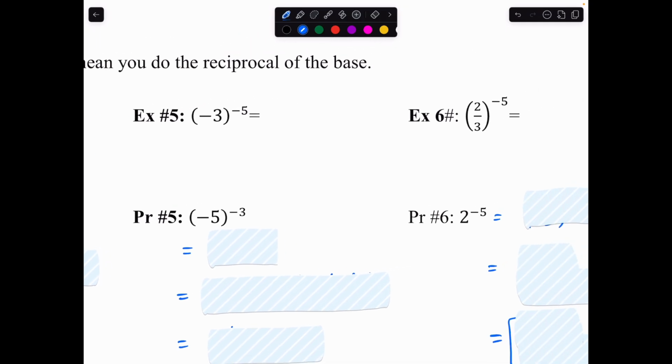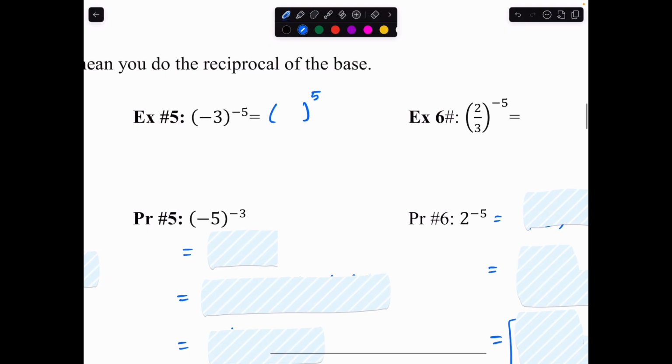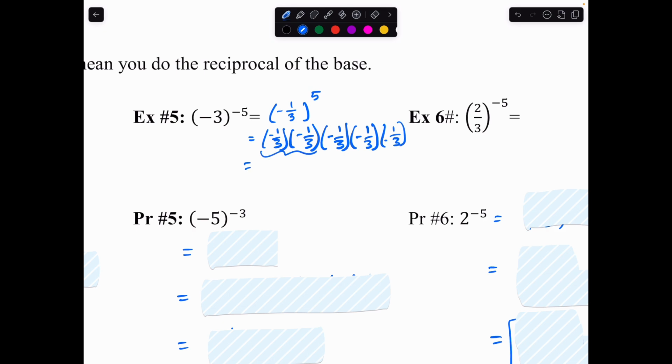Example 5. Again, we have a negative exponent, so I'm going to change that exponent to be positive, and I'm going to flip the base. So the reciprocal of negative 3 is negative 1/3. So I'm going to have negative 1/3 times negative 1/3 times negative 1/3 times negative 1/3 times negative 1/3. And I should end up with 1/9 times 1/9 times negative 1/3, which should end up being negative 1 over 243.